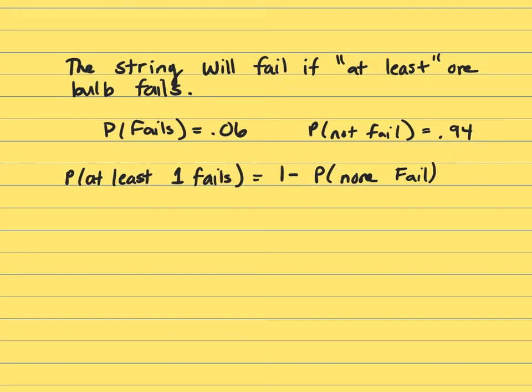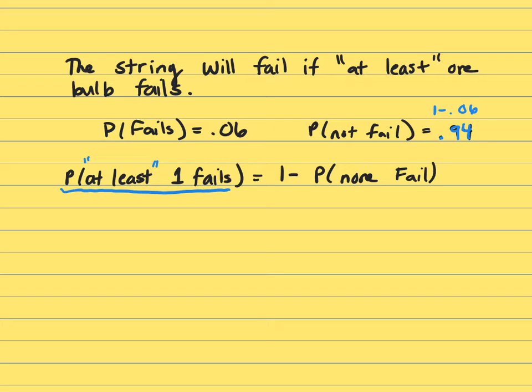The string of lights will fail if at least one bulb fails, that is, all the lights go out. The problem tells us that the probability that a bulb will fail is 0.06. So the probability a bulb will not fail is 1 minus 0.06, which is 0.94. So we're trying to find the probability at least one bulb fails. This is an at least problem.